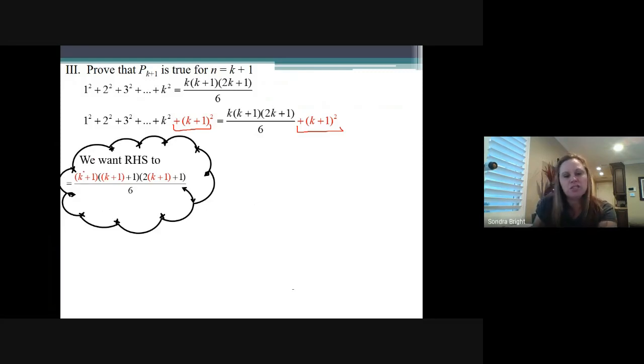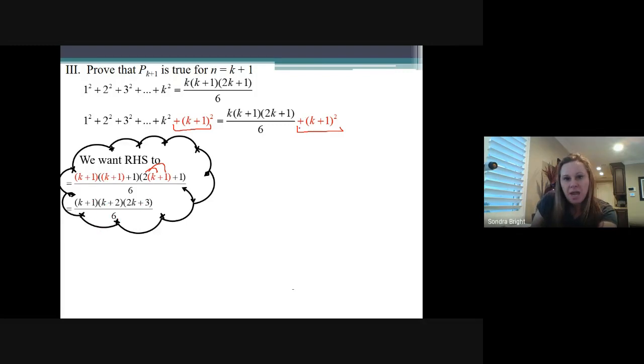I'm going to simplify it right here just so that when we start simplifying this side, you'll be able to see, oh, look, I got it. So k plus 1 is k plus 2, and 2 times k plus 1 would be 2k plus 2 and then plus 1. So that simplifies to k plus 1, k plus 2, and 2k plus 3 all over 6. So that's how I'll know that I got my right-hand side perfect.